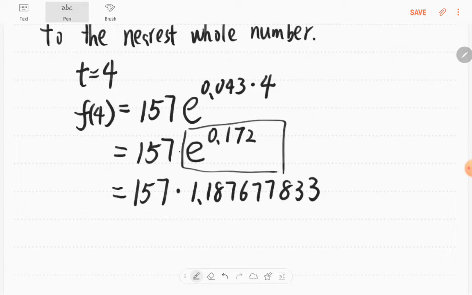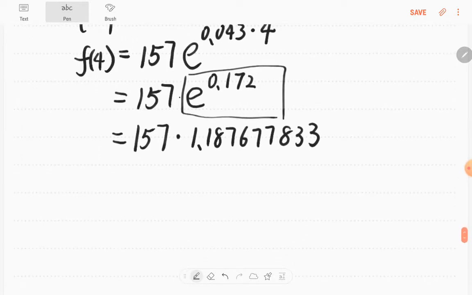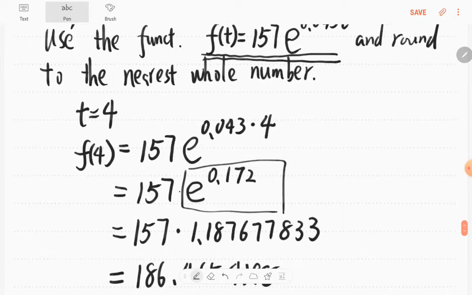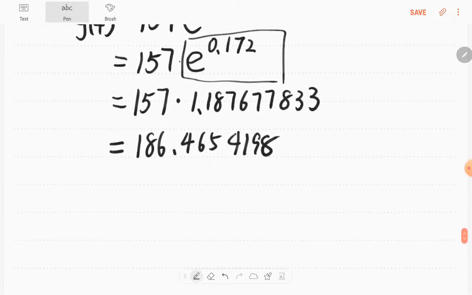Okay, so don't round this number. Keep as many decimals as possible. Then we do the calculation, this number times 157. So you will get 186.465419. Okay, so your final answer will be to the nearest whole number. The decimal part is less than 5, so it should be 186 raccoons.